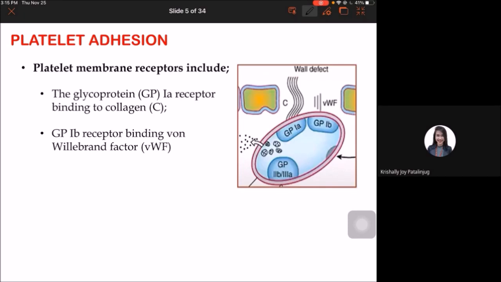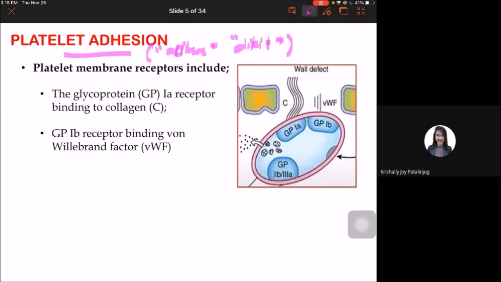We have platelet adhesion. Now sa platelet adhesion, okay, the goal here is to make the platelet adhere, di ba? From the word adhesion. So dapat mag-adhere, no? Mag-adhere or yun na nga, dikit, no? Magdikit. Okay? Yung platelets, okay? To a particular site. Dapat na mag-adhere ang platelet to a particular site. Yan yung goal for the first step.